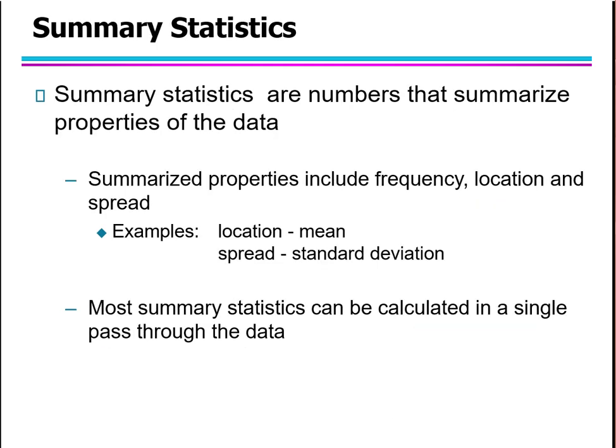Summary statistics. Summary statistics are numerical values that summarize properties of the data. These properties typically include frequency, location, and spread. For example, the mean is a measure of location, while the standard deviation is a measure of spread. One of the advantages of summary statistics is that most can be calculated in a single pass through the data, making them computationally efficient.